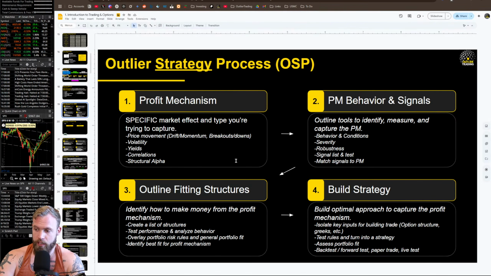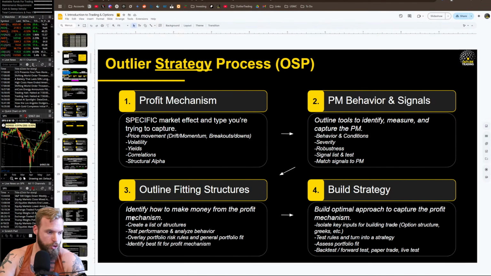Now, if we take a look at the outlier strategy process, you'll notice that there's 4 steps. And these first 2 steps, as always, are all about the profit mechanism. They're not about a strategy at all. And then we get into creating strategies between these 2 steps.